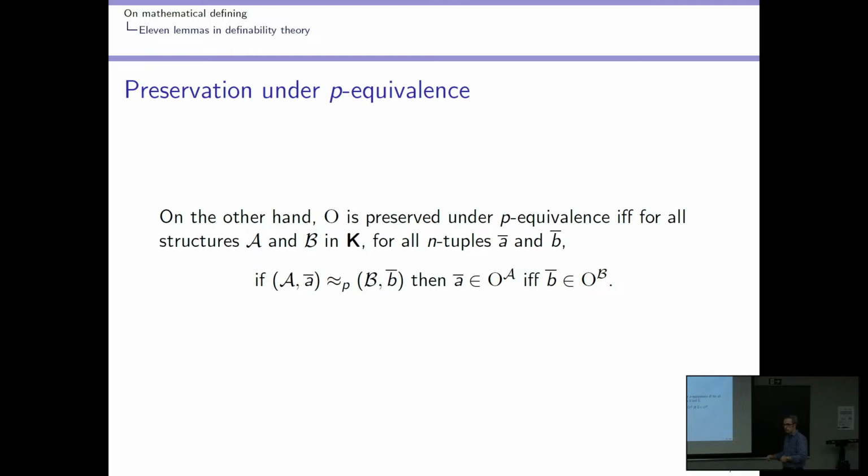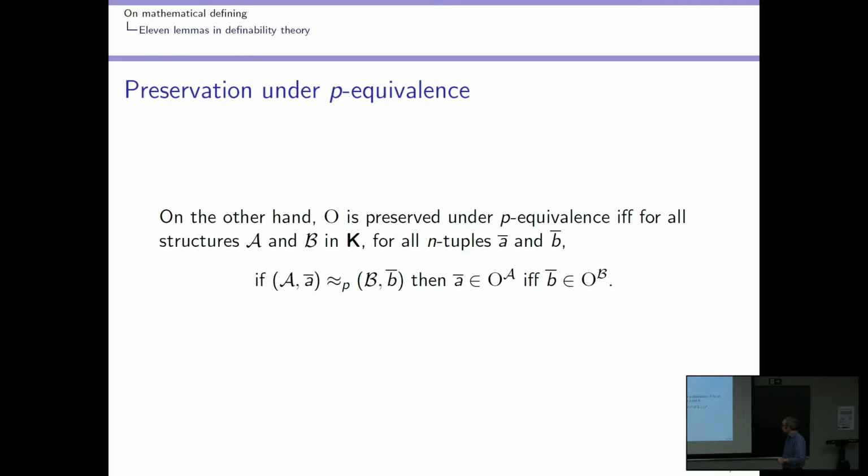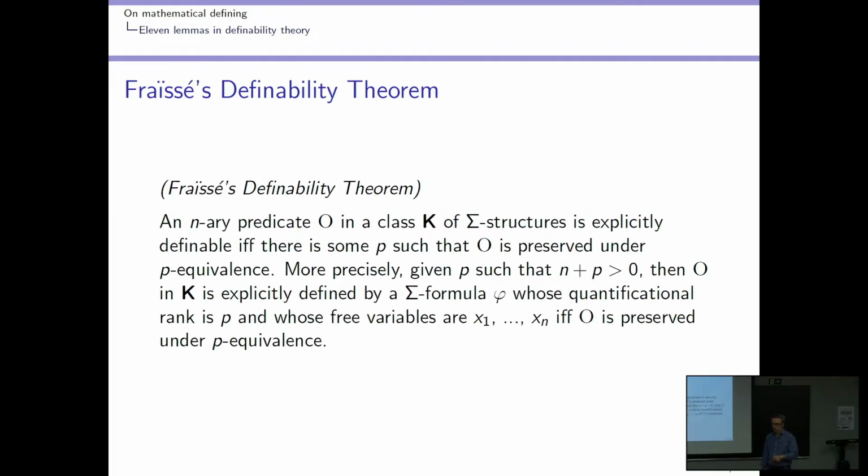But those that are important for definability theory. So Fraïssé's definability theory is the equivalence between P invariance, so invariance under P partial isomorphisms, and definability. It says that a predicate O is explicitly definable if and only if O is invariant under P partial isomorphisms. So we have here a useful answer to our question: which predicates are explicitly definable? The ones that are invariant.